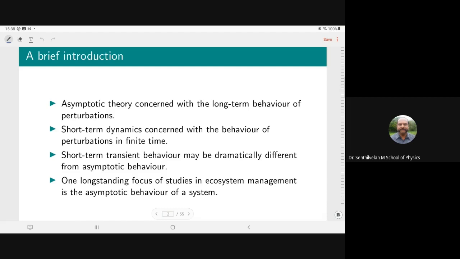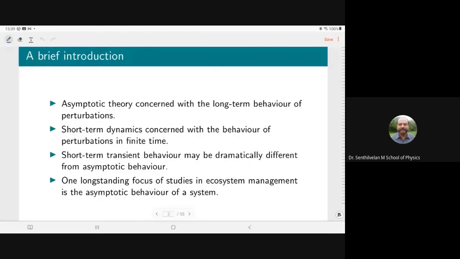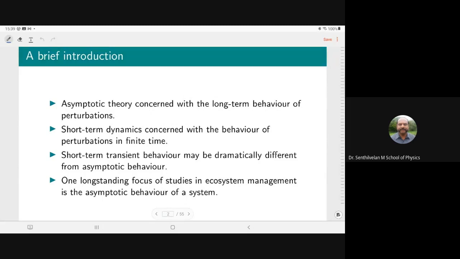Most of the researchers focus mainly on the asymptotic stability properties near the equilibrium. However, the transient dynamics, that is the short-term dynamics, are also equally important for the dynamical analysis of any nonlinear system. And usually people think that the short-term and long-term dynamical behavior are almost the same, but it is not so. There may be significant differences between the short-term and long-term dynamical behavior of any nonlinear system.